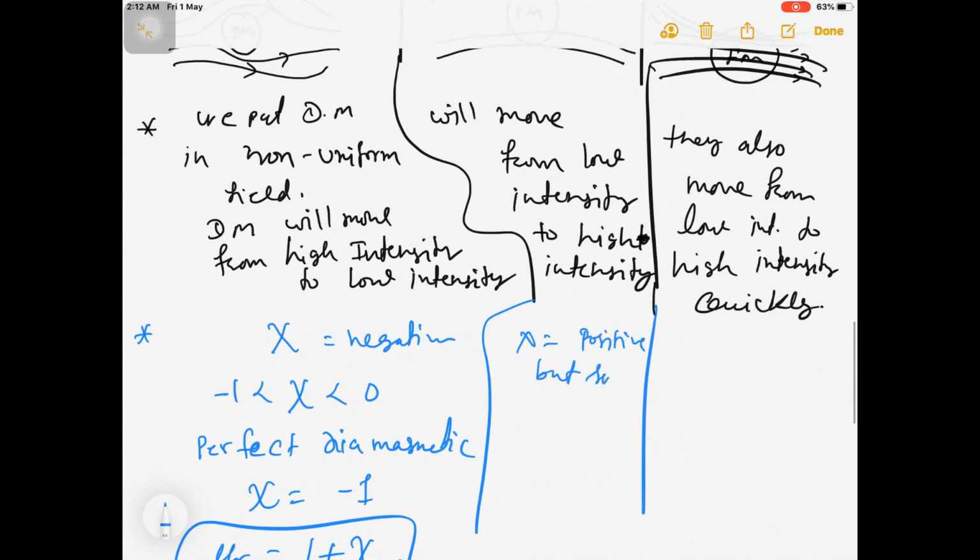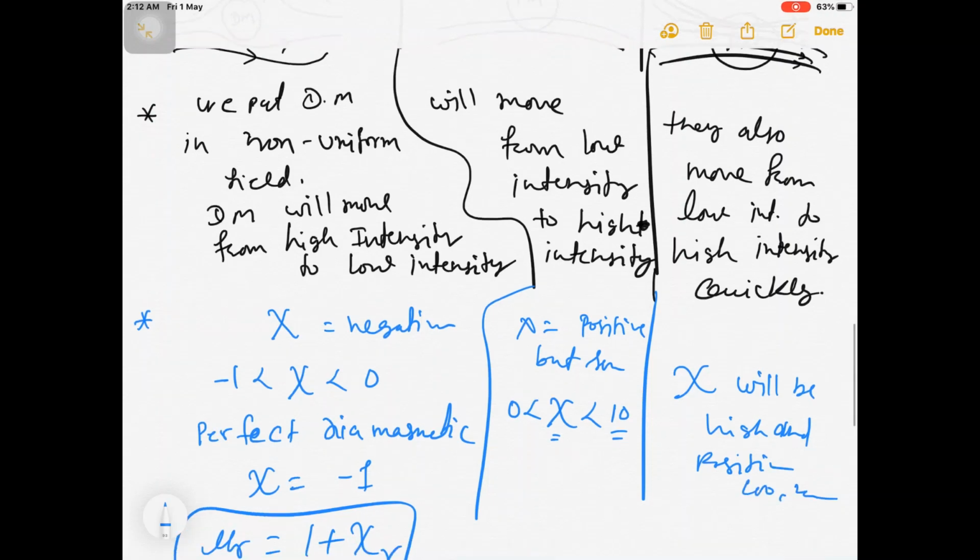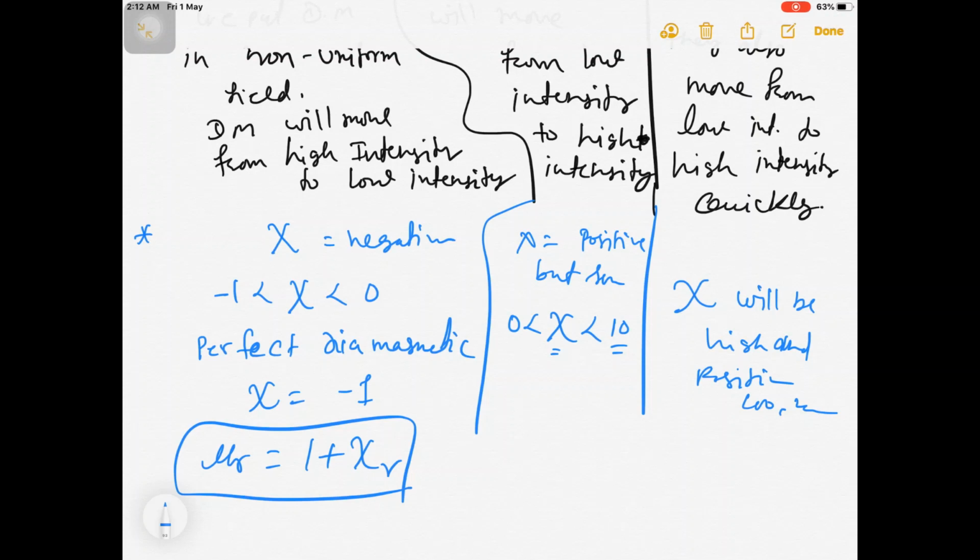but small, so this is greater than 0 and less than 10, and this is not a sharp boundary that 11 will be ferromagnetic. I am just using 10 for a reference level. Okay, but for ferromagnetic, xi will be high and positive, like 100, 200. Okay, so I think you have understood the basic differences between all the kinds of materials.